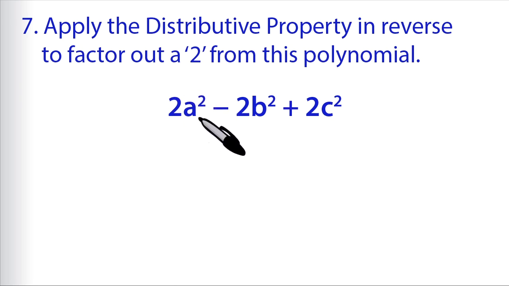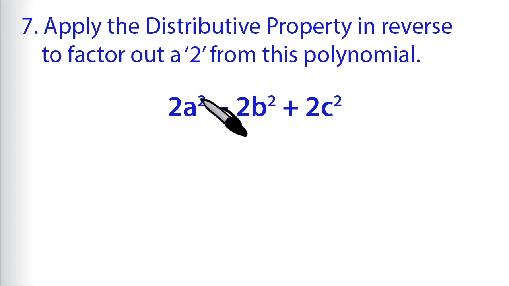And we have 2a squared minus 2b squared plus 2c squared. And when we apply the distributive property in reverse, instead of distributing a factor to each member of a group, we factor out the same factor from each member of a group and consolidate it, and then multiply it by the whole group at once. So our first step is to factor out a 2 from each term in this polynomial.